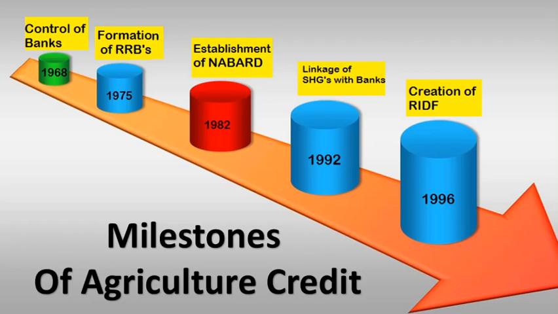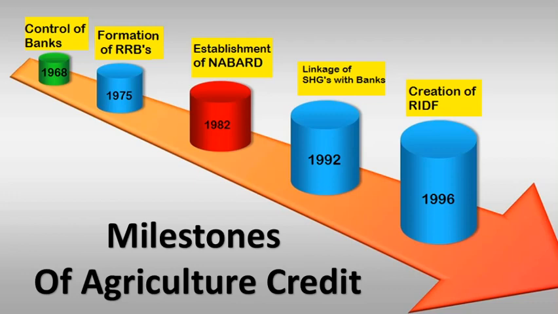Phase 1 and phase 2. Phase 1, control of banks, will be from 1968 to 1989 and phase 2 will be from 1991 to 1998. In the first phase, there was control of banks by the respective government, then formation of RRBs and nationalization of the banks. Then formation of regional rural banks in 1975, establishment of NABARD, National Bank for Agriculture and Rural Development, in 1982. Then linkage of SHGs.